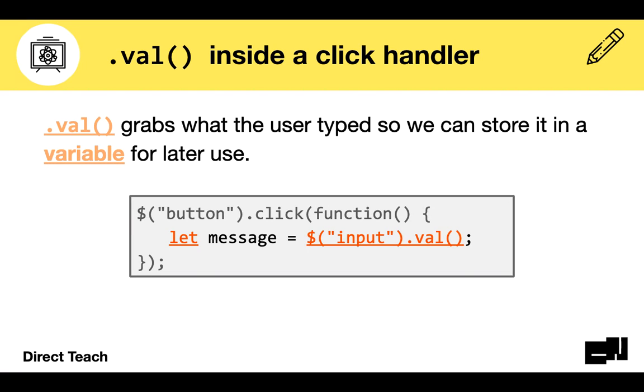So in this one, when you click the button, that's our first line, we are creating a variable, let message. So we're creating a variable called message, and we are storing the value of the input field into message.